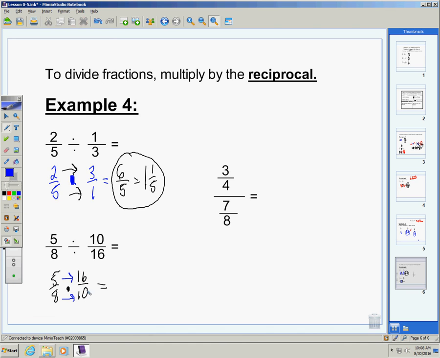So 5 times 16 will give me 80. 8 times 10 will give me 80. And hopefully everyone can simplify this fraction in their head. What's 80/80? Well, that's 1/1, or just 1.